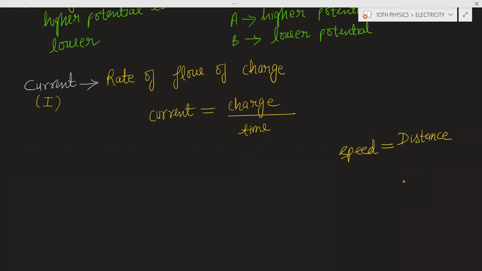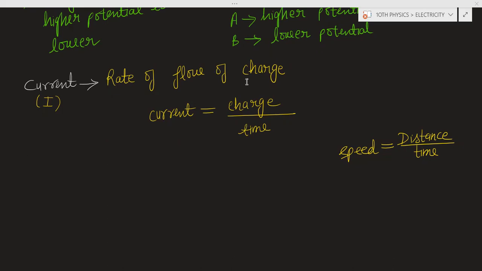It means how fast you are covering the distance. That is speed basically. If you are covering more distance in less time, your speed is greater. If you are covering less distance in more time, your speed is lesser. So accordingly, what is the current? Charge flowing per unit time, or you can say charge in time. So the more the charge per unit time, the more the current. More charge flowing in less time means more current.